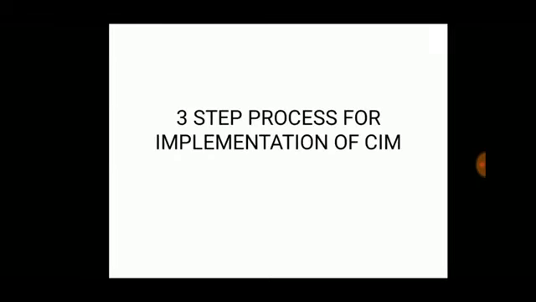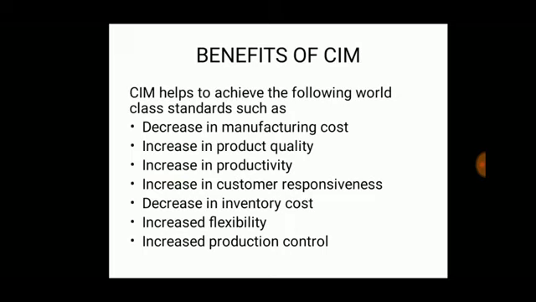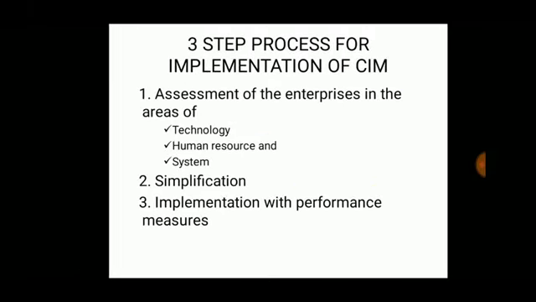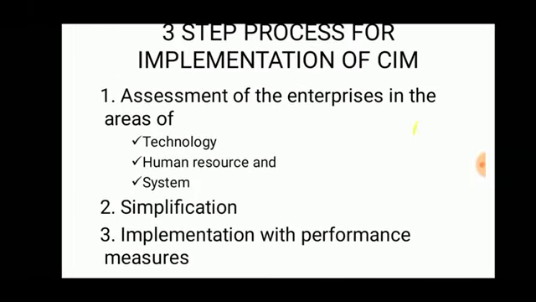Steps for the implementation of CIM. So, what are the benefits of CIM? It decreases the manufacturing cost because all the processes are automated, so there is less labor, and being computer integrated we can check whether any defect is present in a particular department or not. There is an increase in product quality, an increase in the productivity of the components, an increase in customer responsiveness, a decrease in inventory cost, increased flexibility and increased production control.